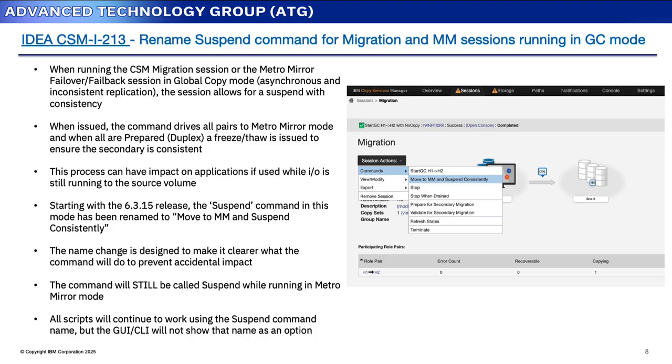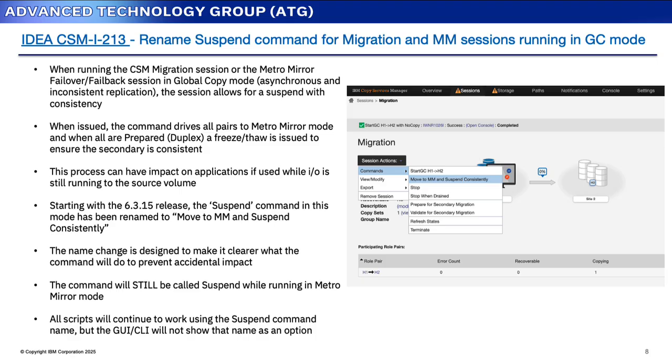So in a migration kind of case, you might shut down your applications, and then issue the suspend command, because what that's going to do is drive everything to Metro Mirror. It'll make sure that all the I/O happens and gets written to the remote site, because once they're all duplex, then it'll freeze and things are consistent. You know, all the data made it to the remote site.